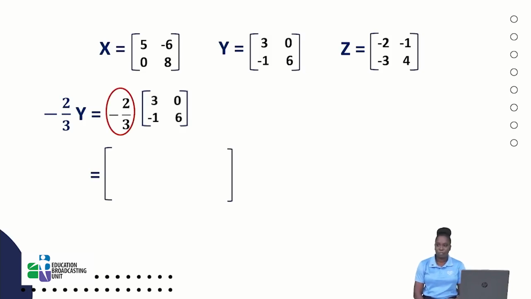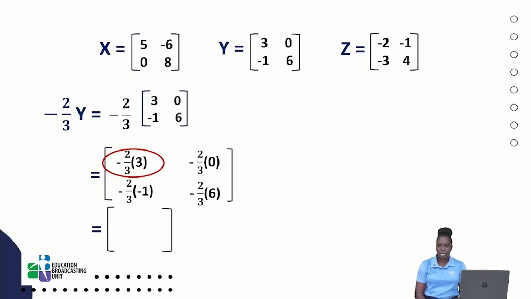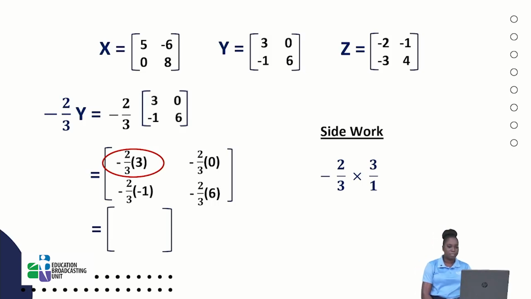So we begin with negative 2/3 times 3, then negative 2/3 times 0, negative 2/3 times negative 1, and negative 2/3 times 6. We're going to begin by working out the first position, the first row, first column, negative 2/3 times 3. Negative 2/3 times 3 is the same as negative 2/3 times 3 over 1. We cancel in the direction of the sign. 3 can go into 3 once, and so we end up with 2 times 1 over 1 times 1. Of course, that is negative, so our result is negative 2.